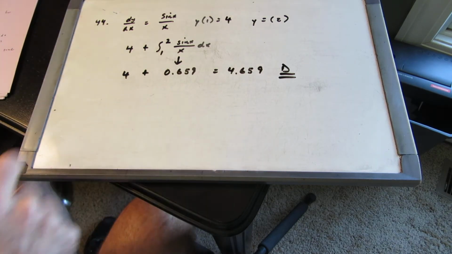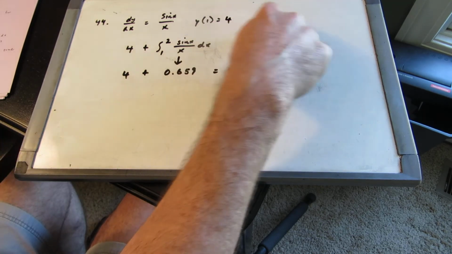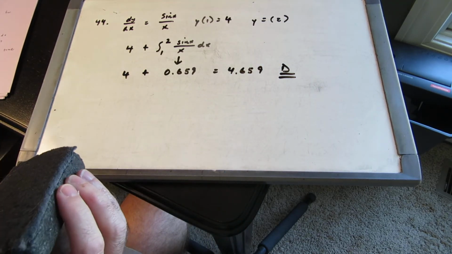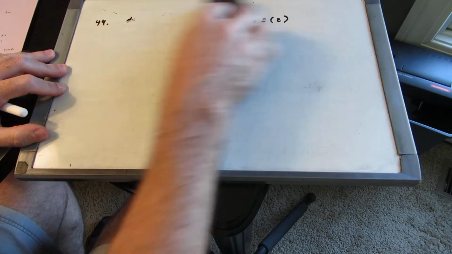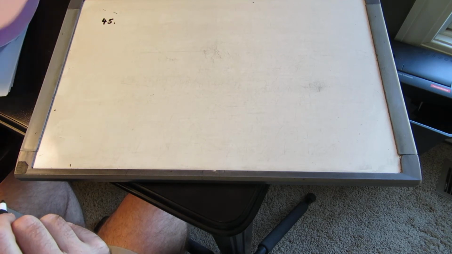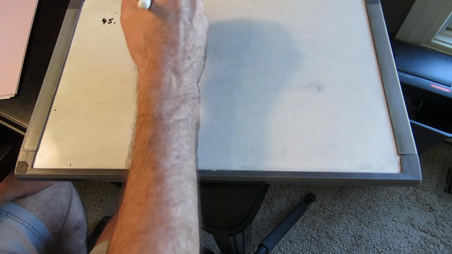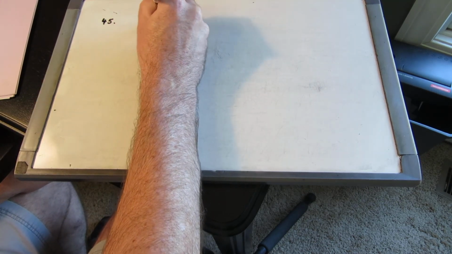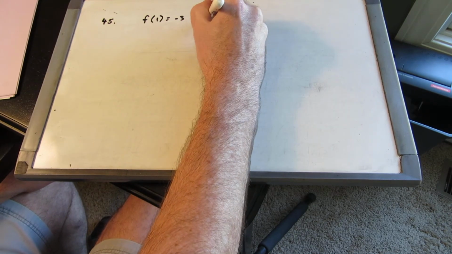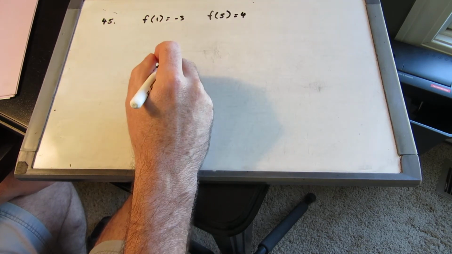Okay, we'll work a few more that are kind of like that, where you can split things up and use the y and the x values to figure out how to do it. And then number 45. So this is the very last multiple choice question before we move on. So 45 says if f of x is a differentiable function with f of 1 equal to -3 and f of 5 equal to 4, which of the following must be true?